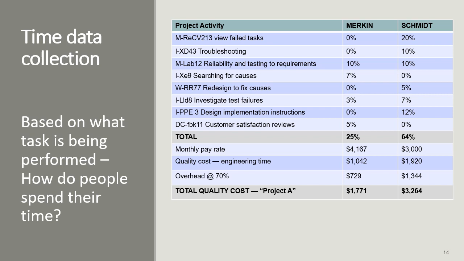And so by categorizing these different things in these categories, for example, the M might be monitoring and the I might be an investment. So you could then categorize their time. Now, 100% of their time is not listed here. We're only listing a portion. But notice that one of them has 25% of their time spent on cost of quality. The other one spends 64% of their time on it. By looking at their monthly pay rate, you can actually determine the cost of what each of these different categories are.